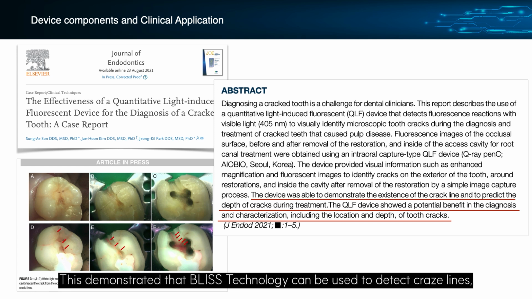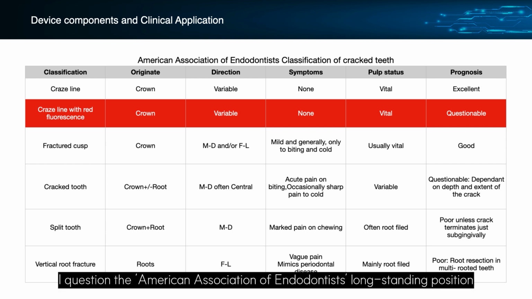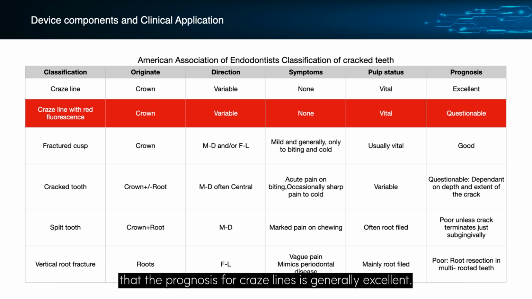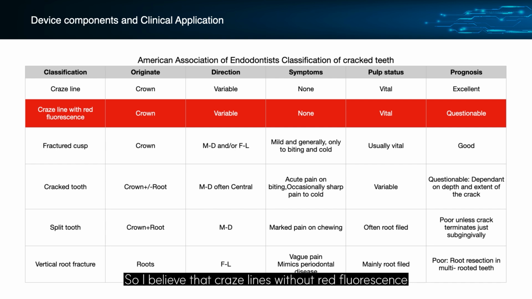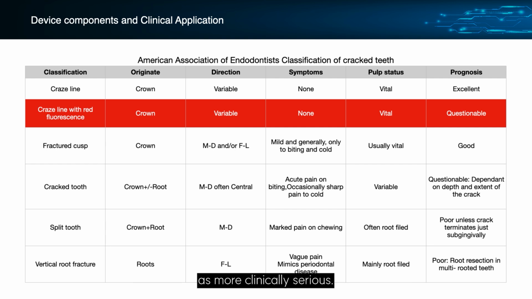This demonstrated that Bliss technology can be used to detect craze lines, and based on that, I strongly advocate the following. I question the American Association of Endodontists' long-standing position that the prognosis for craze lines is generally excellent. So I believe that craze lines without red fluorescence can still be considered to have an excellent prognosis, but those showing red fluorescence should be treated as more clinically serious.